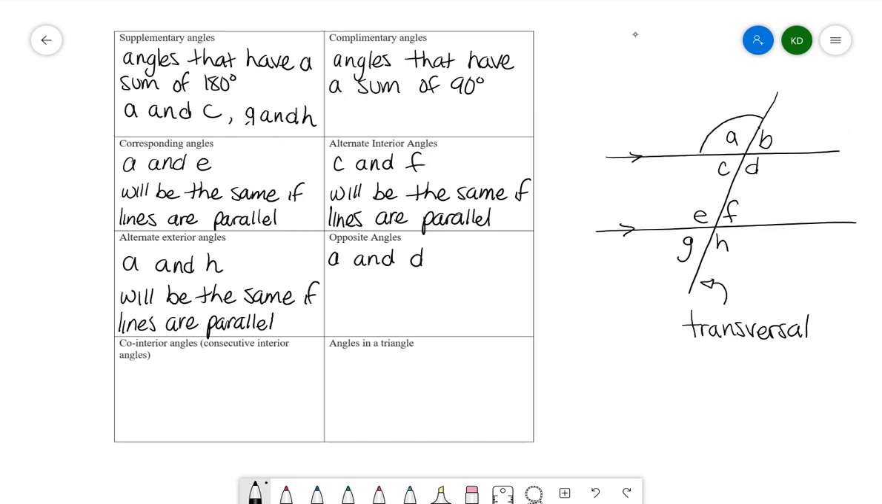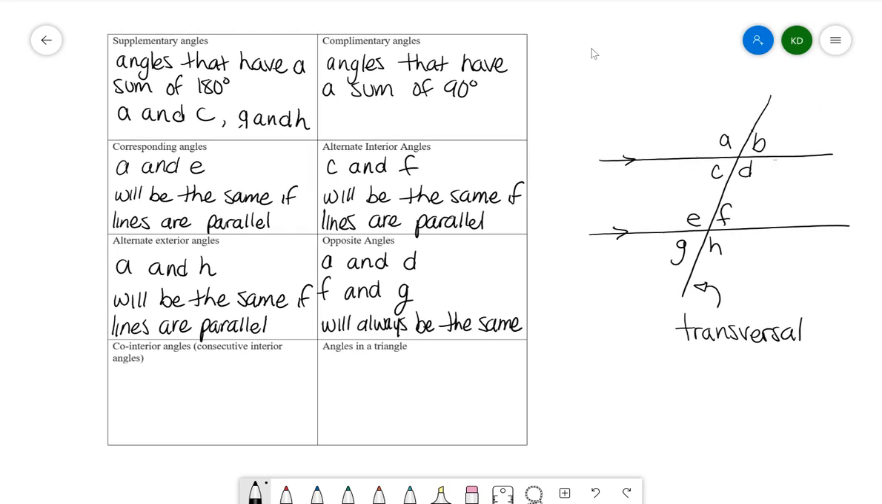And I'll label them here for us, A and D. Another example could be F and G. In terms of helping us prove if two lines are parallel, opposite angles aren't really going to help us, but a good property to know about them is that they will always be the same.